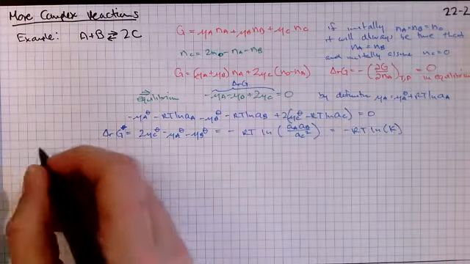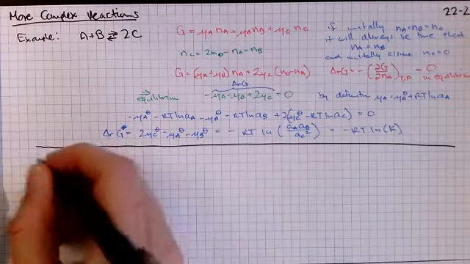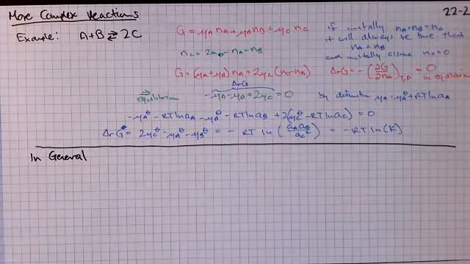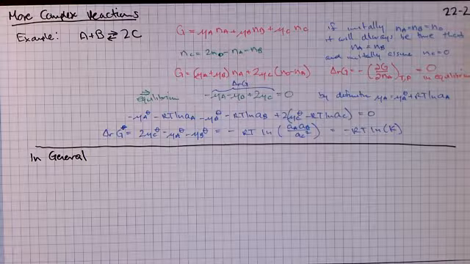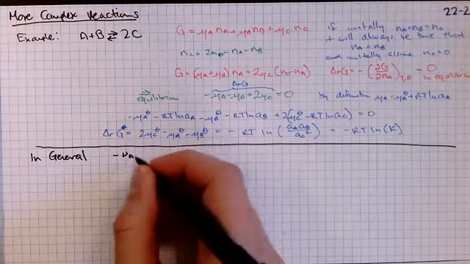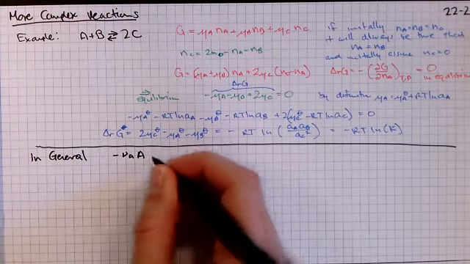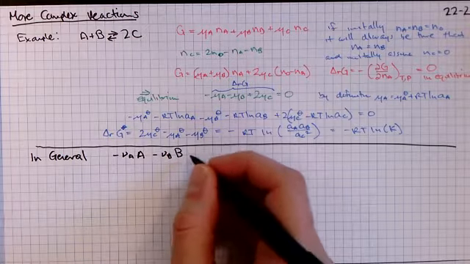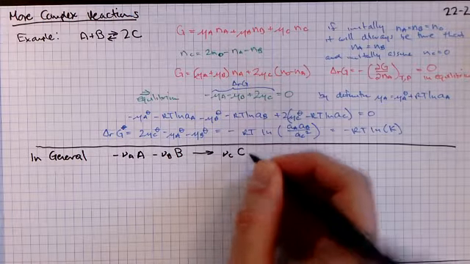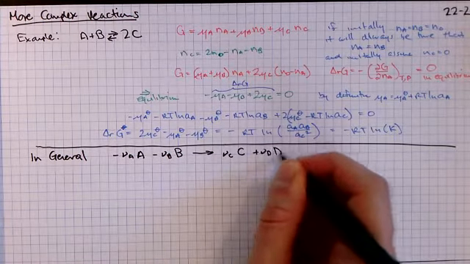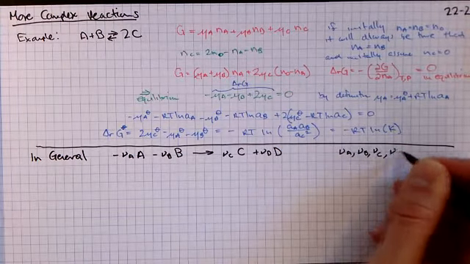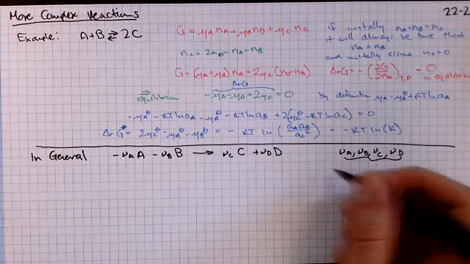Okay, so now let's think in the general case. So in general, let's say we wanted to apply this to any reaction. So a general reaction we could write as minus nu A times A minus nu B times B, and we could have any number of things on the left, goes to nu C times C plus nu D times D, where nu A, nu B, nu C, nu D are my stoichiometric coefficients.